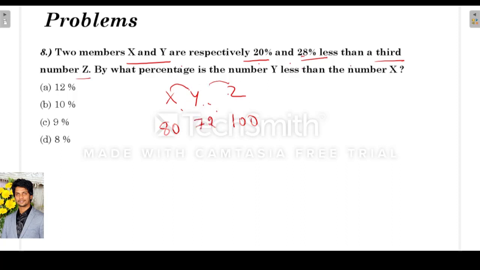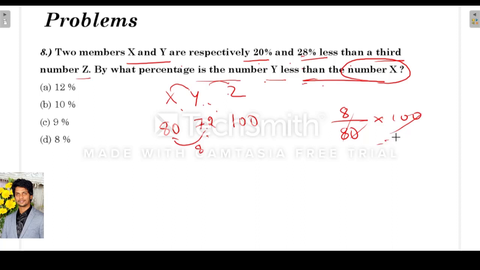So now they are asking by what percentage is number Y less than number X. So here less than number X means our reference is X. And by what percent Y is less than X. So Y is less than X by 8. So 8 by 80 into 100, so percentage means 10%.